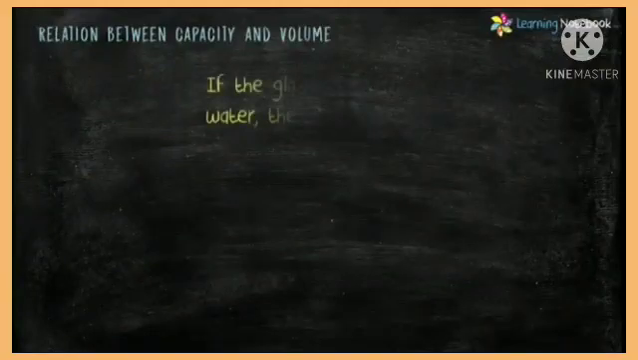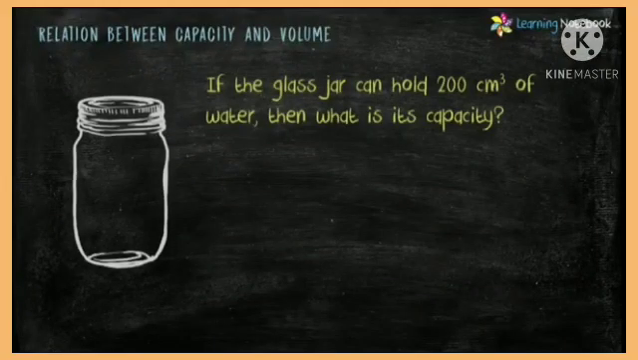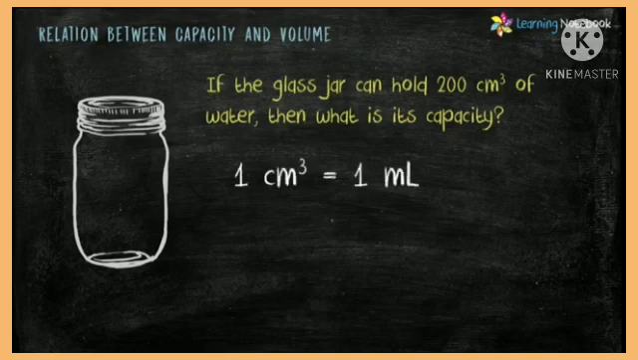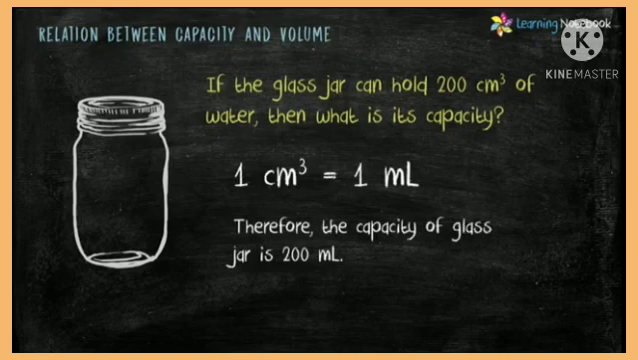Let's take an example. If the glass jar can hold 200 cubic centimeter of water, then what is its capacity? We just learned 1 cubic centimeter equals to 1 milliliter. So, 200 cubic centimeter equals to 200 milliliter. Therefore, the capacity of this glass jar is 200 milliliter.